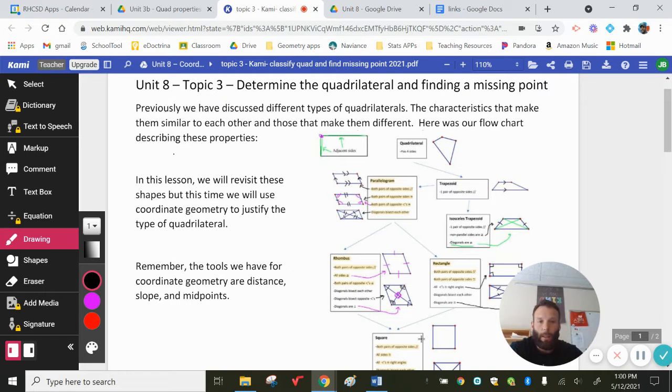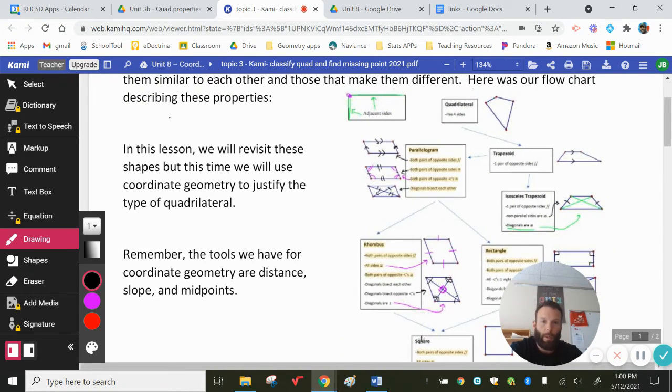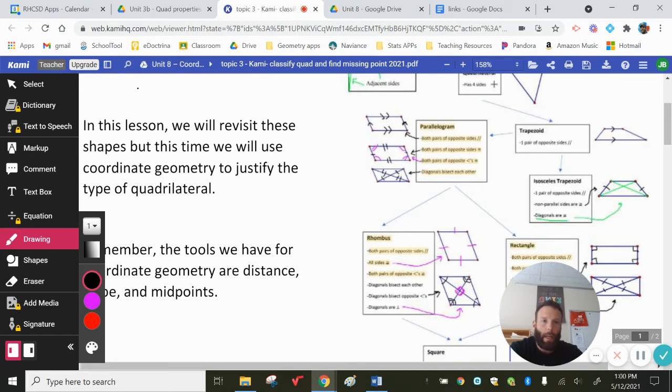If I zoom way in here, I know it's super tiny, but if we zoom in and look at the trapezoid, it says it has one pair of opposite sides that are parallel. What we learned previously is that if I want to show lines are parallel on the coordinate plane, the xy axis, I could find the slope of those two lines and show that they have the same slope. So if I want to prove the sides of a trapezoid are parallel, I would find the slope of those two sides and show that they have the same slope.